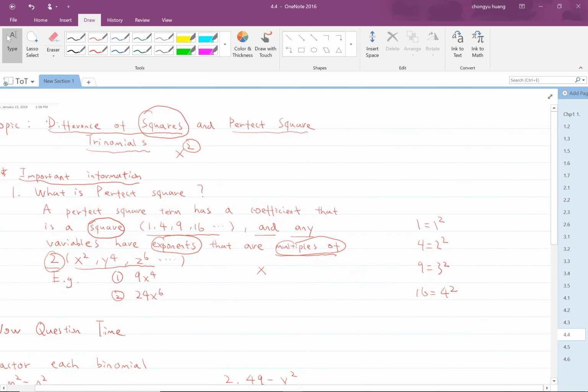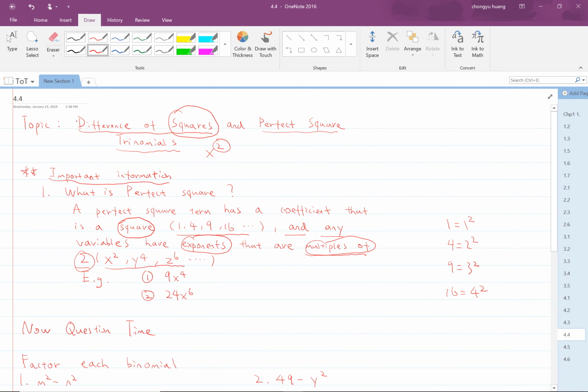What we have is x to the power 2, which is x to the power 2 multiplied by 1, right? And y to the power 4 is y to the power 2 multiplied by 2. And z to the power 6 is z to the power 2 multiplied by 3. Those are all multiples of 2. I think you guys get the idea, right?